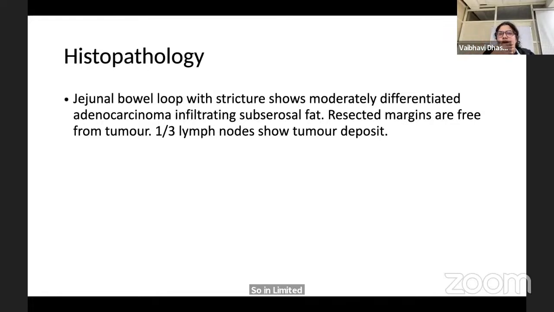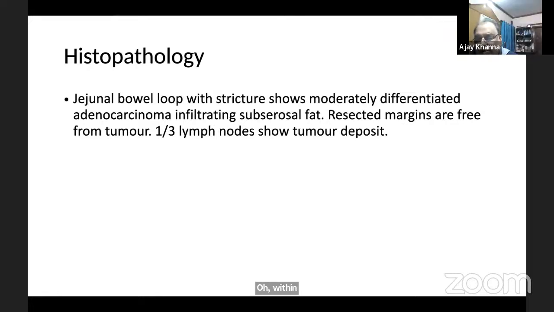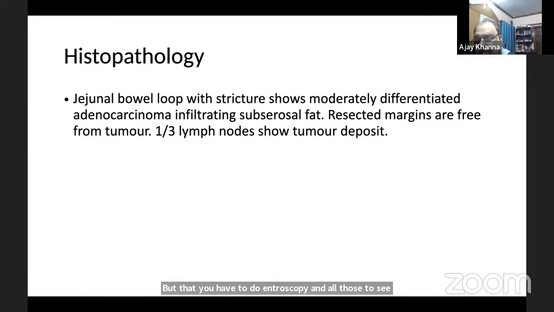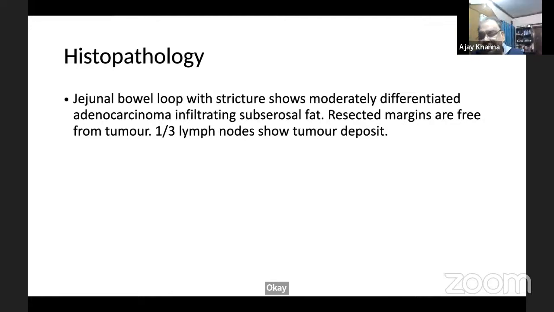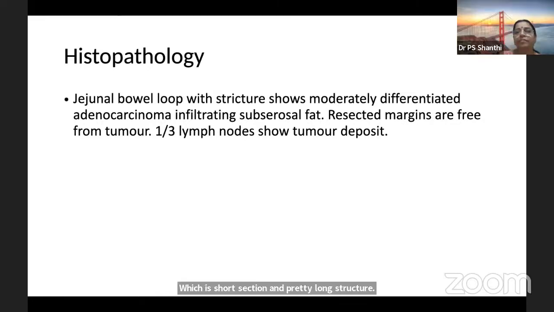The Crohn's will also have a cobblestone appearance within the lumen. At operation, cobblestone you will not see from outside; for that you have to do enteroscopy to see the cobblestone. What is the length? The most important is the length of the stricture. Which is a short stricture and which is a long stricture? So tubercular has a longer stricture. Crohn's will have multiple, but the other way around.